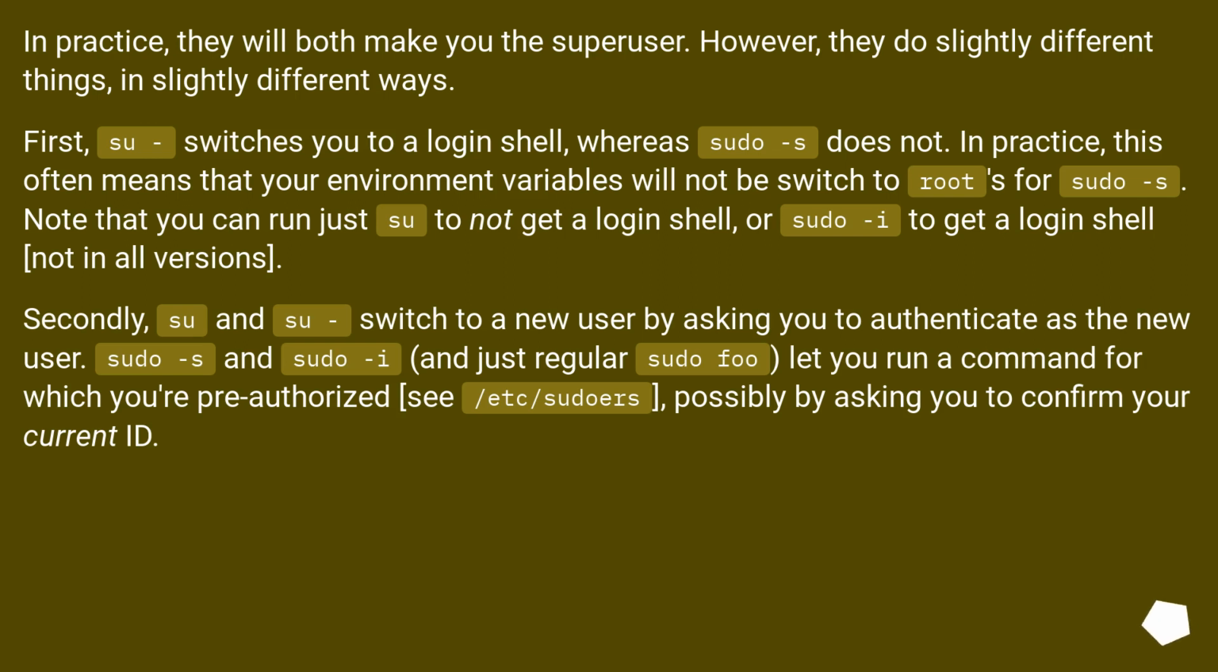Note that you can run just su to not get a login shell, or sudo -i to get a login shell, not in all versions. Secondly, su and su - switch to a new user by asking you to authenticate as the new user. sudo -s and sudo -i and just regular sudo foo let you run a command for which you're pre-authorized, in /etc/sudoers, possibly by asking you to confirm your current id.